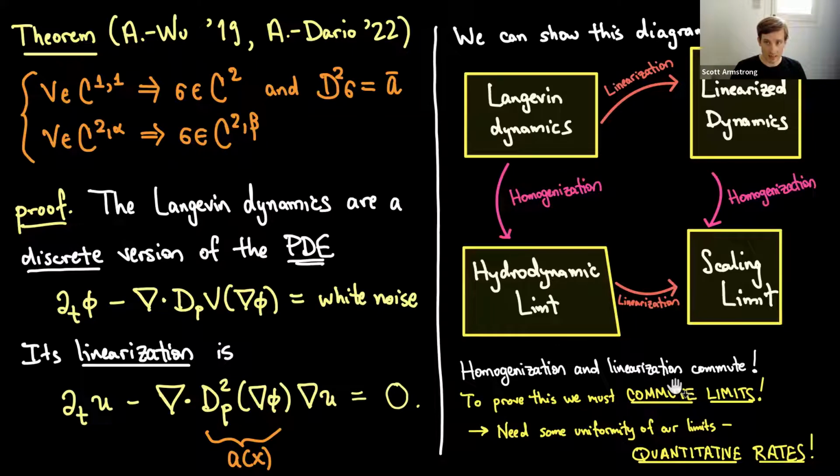So in hindsight, it's kind of obvious. The reason they were stuck is because they were using qualitative homogenization instead of quantitative homogenization. So we unstuck them just by getting a rate. Okay.